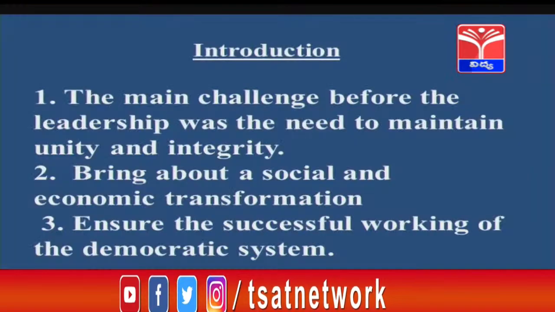Second one, bring about a social and economic transformation. Students, I told you during the British rule, India had a lot of poverty. Poverty was rampant and the economic status was very low. When India became independent, soon after the British rule, there was a lot of poverty and we could not meet many challenges: illiteracy was rampant, unemployment was also high. So, to overcome this, the leaders had to take up new challenges and new policies.